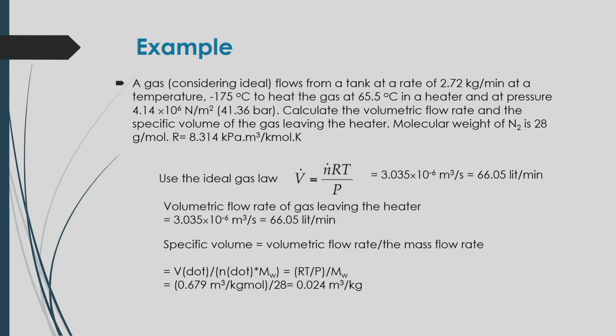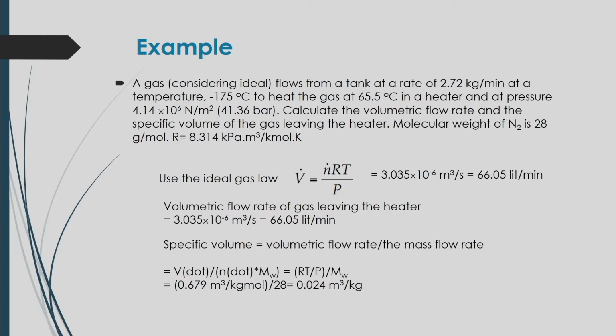Suppose an ideal gas flows from a tank at a rate of 2.72 kg per minute at a temperature of minus 175 degrees Celsius, and it is to be heated to 65.5 degrees Celsius in a heater, at a pressure of 4.14 into 10 to the power 6 Newton per meter square, around 41.36 bar. In this case you have to calculate the volumetric flow rate and the specific volume of the gas that will leave the heater.